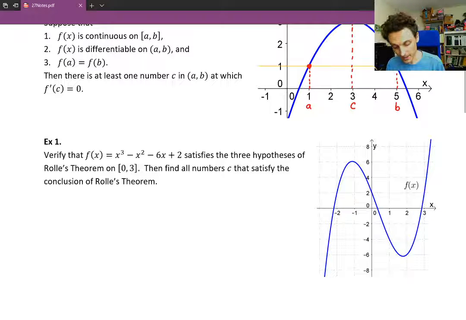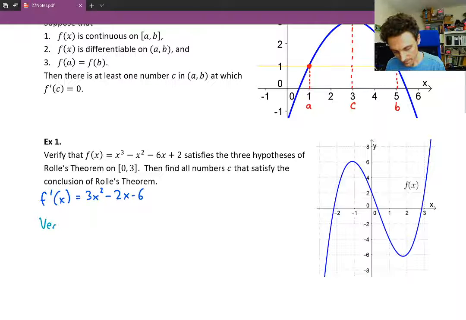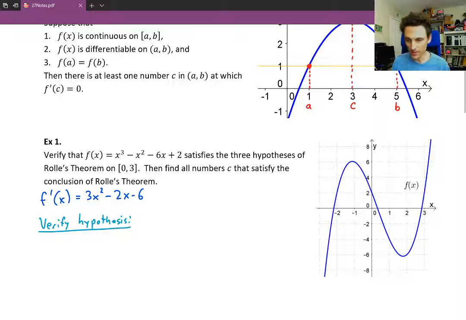Well, one thing we're going to need is to know the derivative of our function. That's going to be especially for part 2, the second part where we're trying to find the number c. So let's get that out of the way. We have 3x squared minus 2x minus 6. Now we're going to verify the hypotheses. Hypotheses are like the conditions of Rolle's theorem.